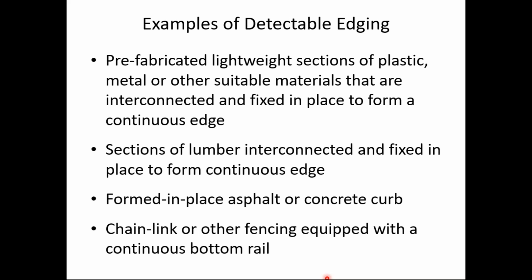Could be sections of lumber interconnected and fixed in place to form a continuous edge. It could be formed in place asphalt or a concrete curb kind of arrangement as well, as long as it has that kind of vertical detectable edge. And I don't know if anyone's seen this, it's not that common, but I have seen it occasionally. Normally, chain link fence is not considered a detectable edge, but there are some companies that make a chain link fence type of arrangement that has a bottom rail of plastic or wood that forms a toe board or detectable edge at the bottom of that fencing. So all of these things, and there's probably others as well, are examples of detectable edging.